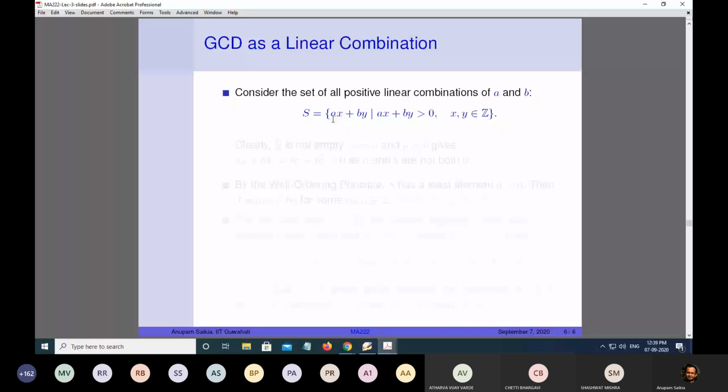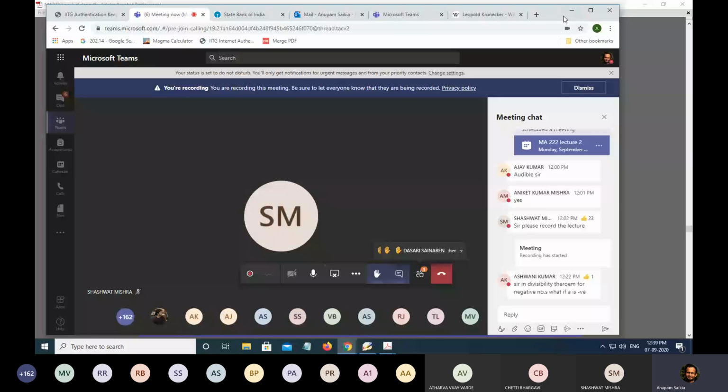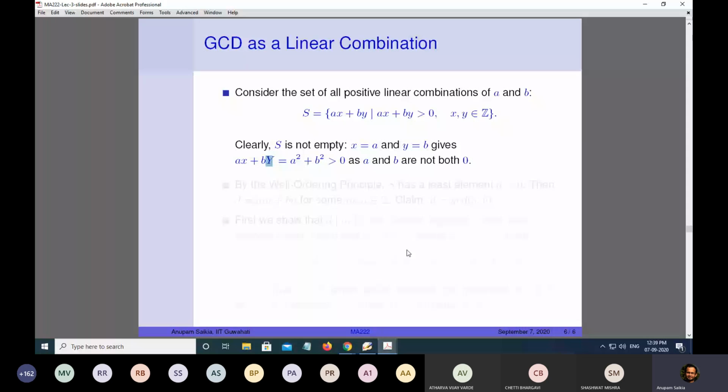So this should not have been a capital Y, but anyway. Okay, so this is a non-empty set of positive integers, so it will have a least element. And we claim that this has a least element D, which is the GCD.